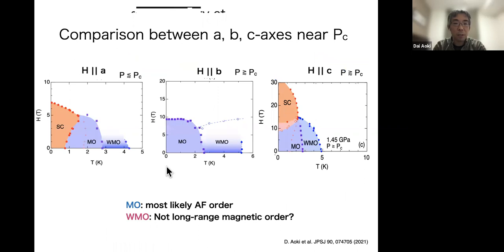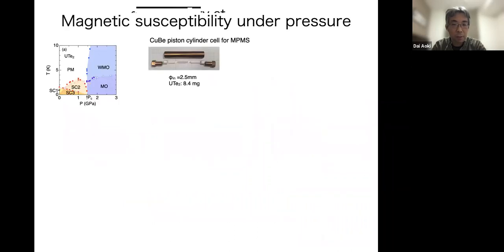So here is the summary for the a, b, c axes near the critical pressure. The magnetic ordered phase is here, and this is suppressed by the field, and weak magnetic order appears something like this. From this, we can speculate that this magnetic order is most likely antiferromagnetic order, not ferromagnetic order. And the weak magnetic order is not long-range magnetic order. And to study the magnetic order under pressure, we measured the magnetic susceptibility using the precious piston cylinder cell.